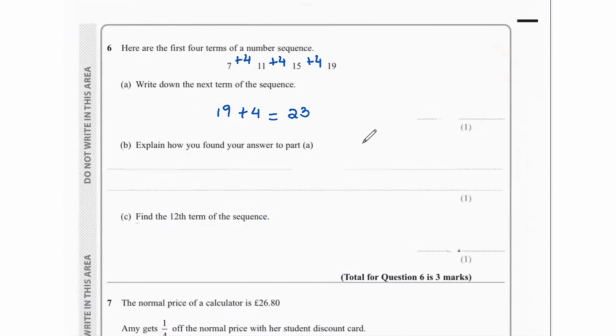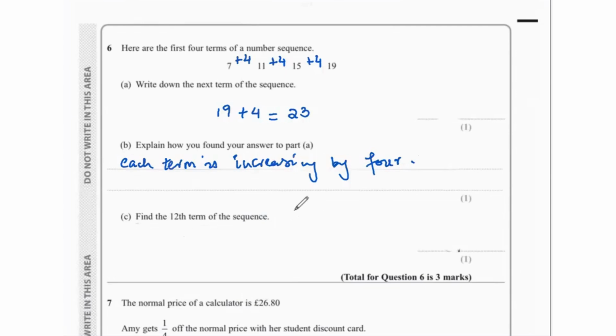Explain how you found your answer to part A. Each term is increasing by 4. That's how you found the answer. Find the 12th term of the sequence.